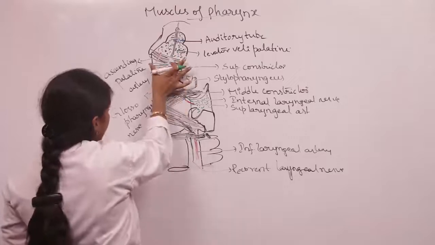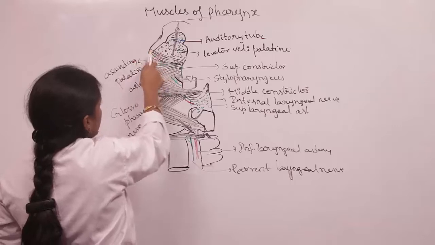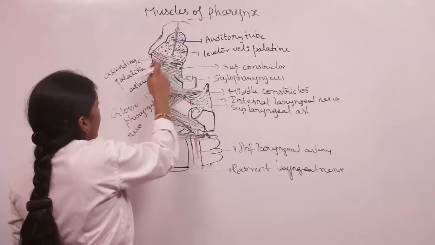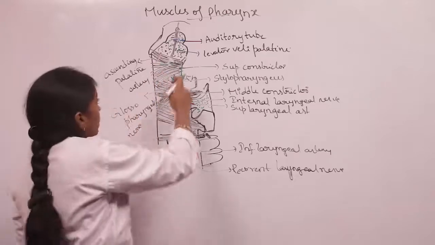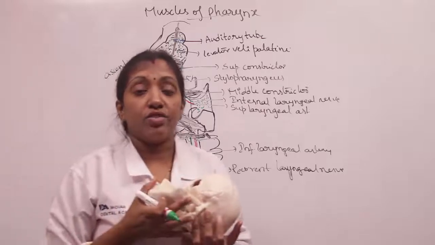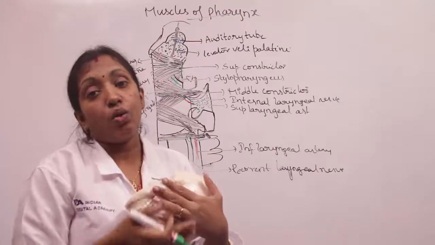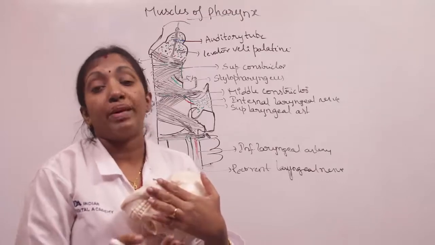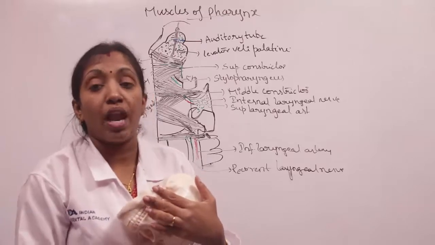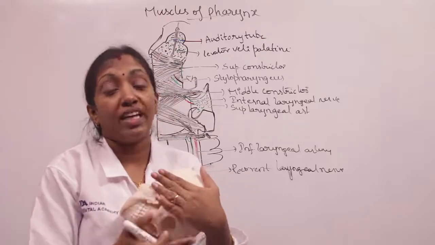So the superior fibers of the superior constrictor muscle are attached to the pharyngeal tubercle here, and the middle fibers are attached to the median raphe here. Here the constrictors overlap each other. That means the lowest fibers of the superior constrictor are overlapped by the upper fibers of the middle constrictor, and the lower fibers of the middle constrictor are overlapped by the upper fibers of the inferior constrictor. So the constrictors overlap with each other.